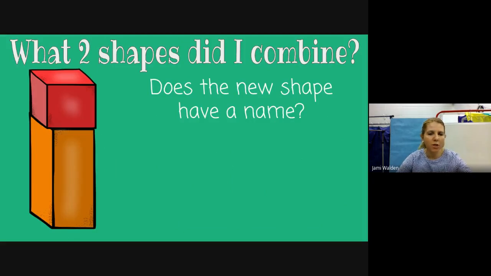What 2 shapes are combined here? I have a cube, the red cube, and an orange rectangular prism. Kind of looks like this. They stack nicely together. I can take them apart, and I would have a cube and a rectangular prism, put them together. And what is the new shape that's formed? Just a bigger rectangular prism.